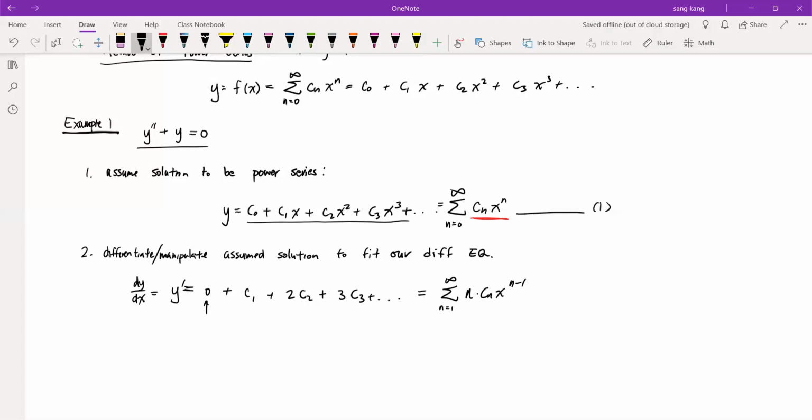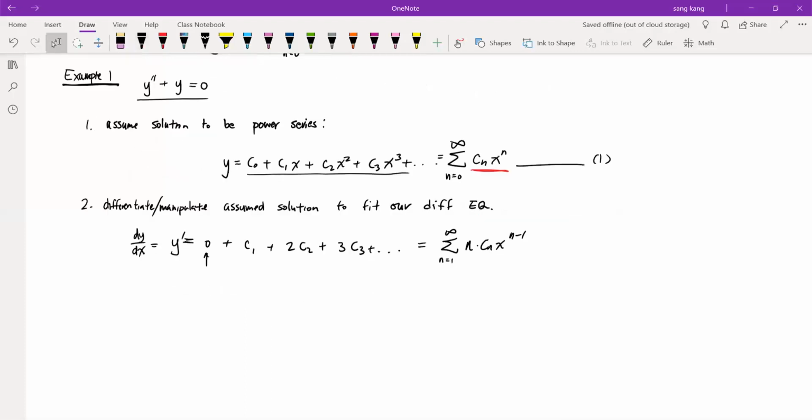Now we should also find the second derivative. So this would be 0 from the first term, plus 2c2, plus 6c3 x.